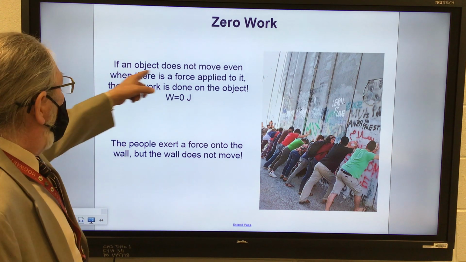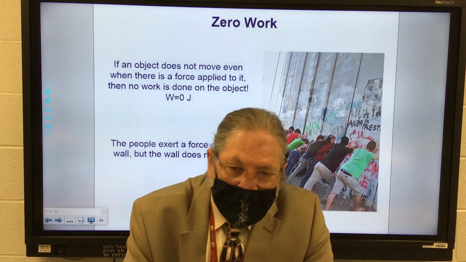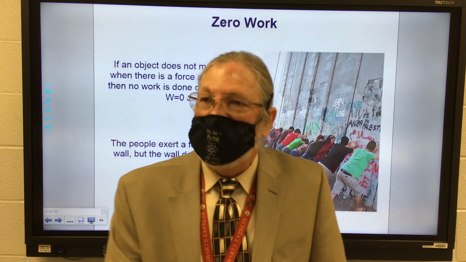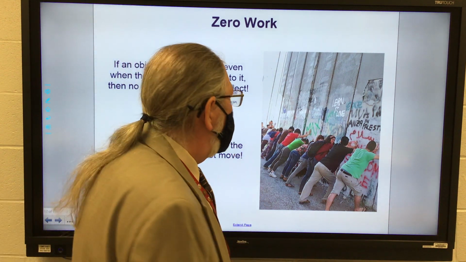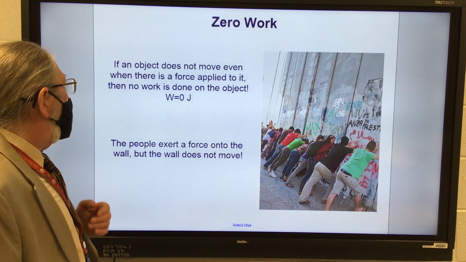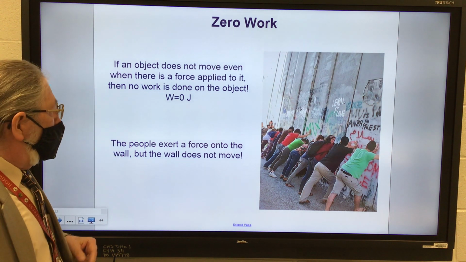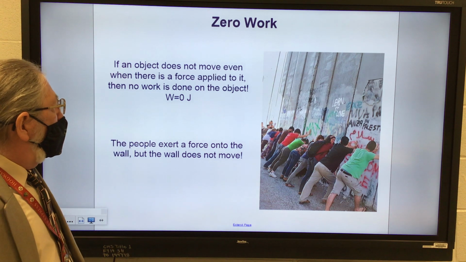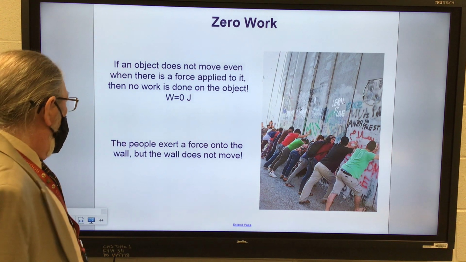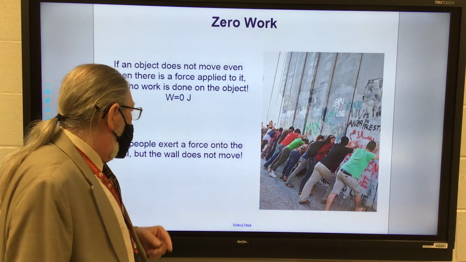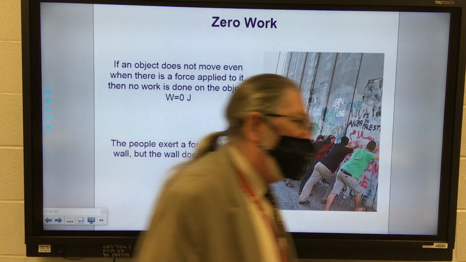No. Okay, so if an object does not move, even when there's a force applied to it, like this right here, then no work is done on the object. So work equals 0 joules. That's the J for joules, right? So the people exerted force onto the wall, but the wall does not move, so they're just wasting their energy, aren't they?